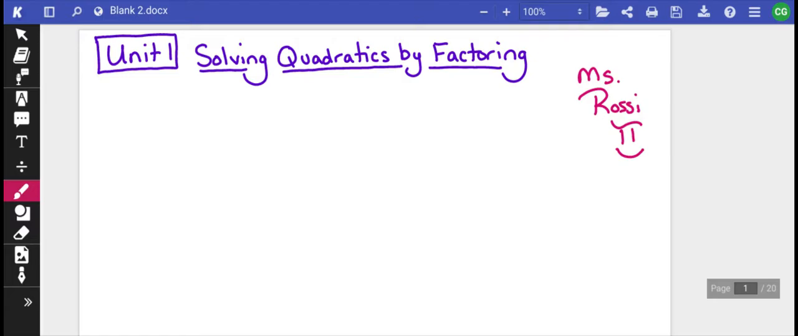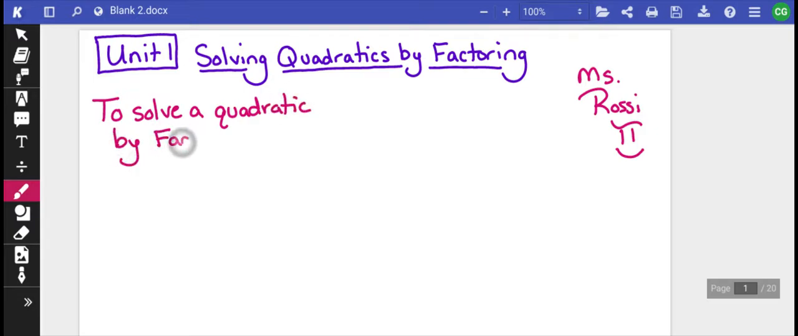All right, so what we're going to do is go through a couple of examples where we are going to solve an equation that has a quadratic in it. We're going to write out some instructions to solve a quadratic by factoring. Now, not all quadratics will be able to solve this way, but the ones that I'm going to give you today will. So over here, let's do an example.